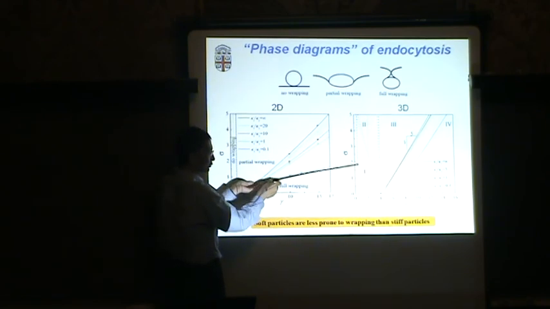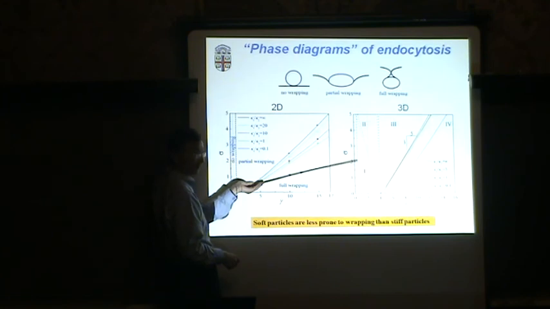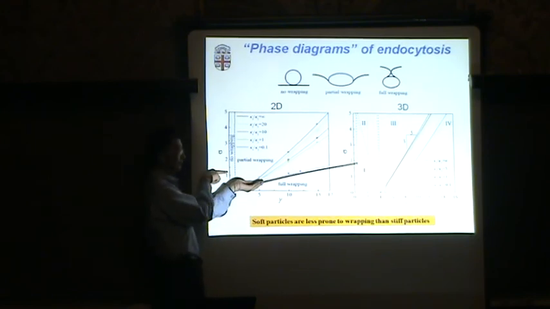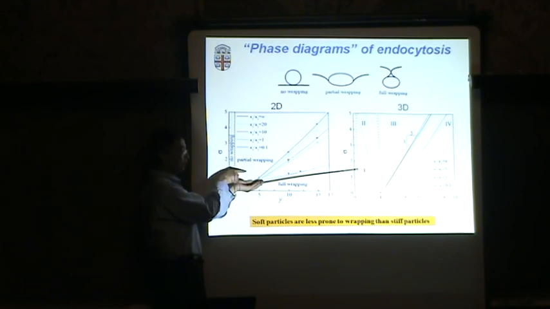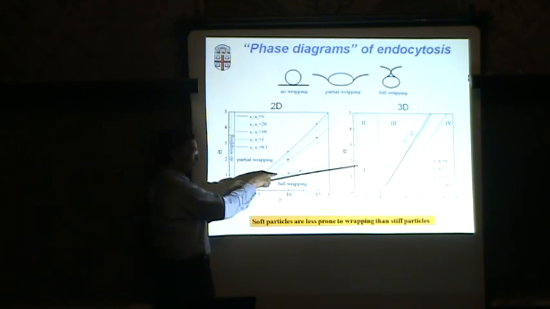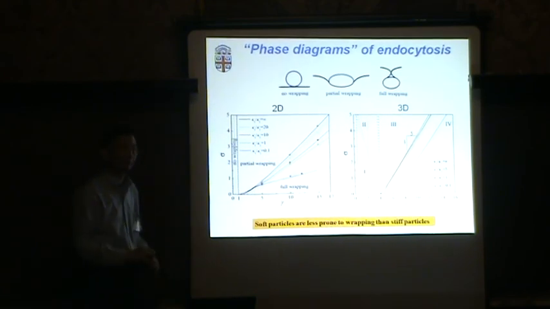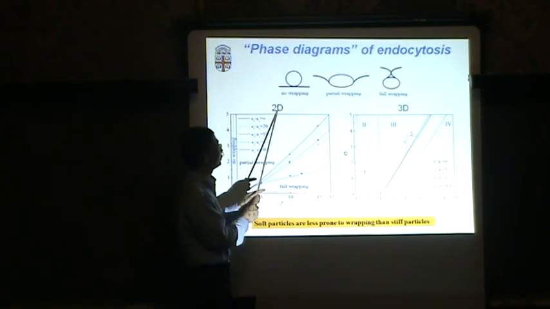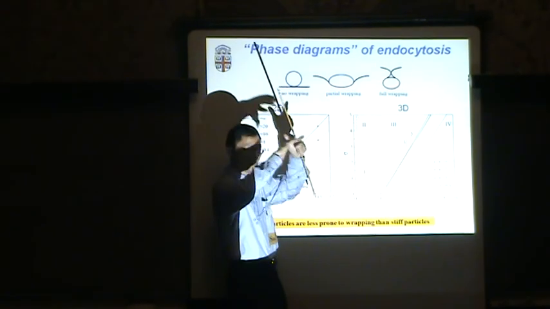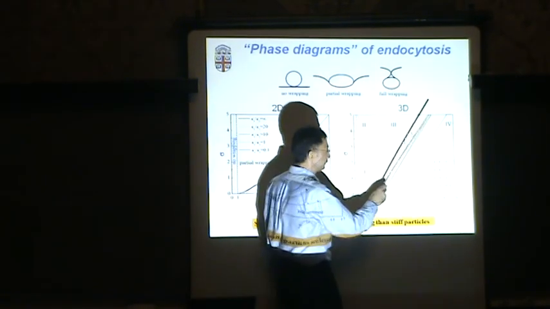Well, that's quite interesting. It means softer materials are less prone to wrapping. It's more difficult to wrap a soft particle. Imagine you increase the adhesion energy: no wrapping, partial wrapping, and when you reach here you would be able to fully wrap. But because the particle is soft, you have to further increase the adhesion. So a soft particle is difficult to wrap. This is 2D. If the particle is 3D, that means a sphere, then you get these phase boundaries.